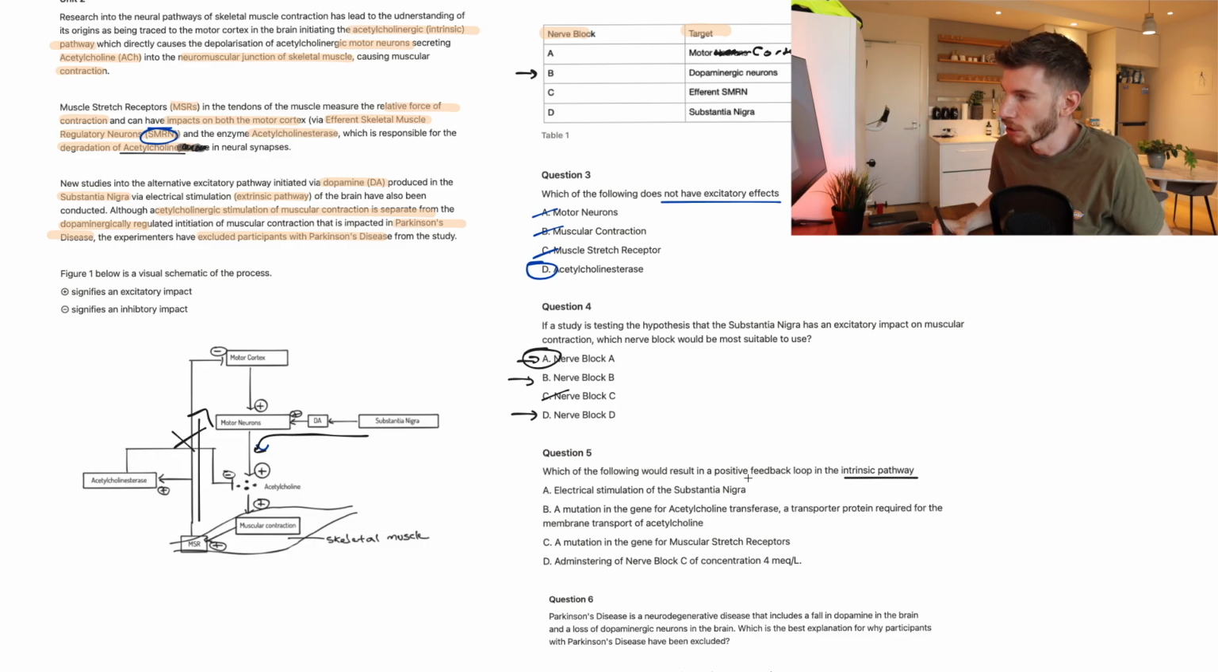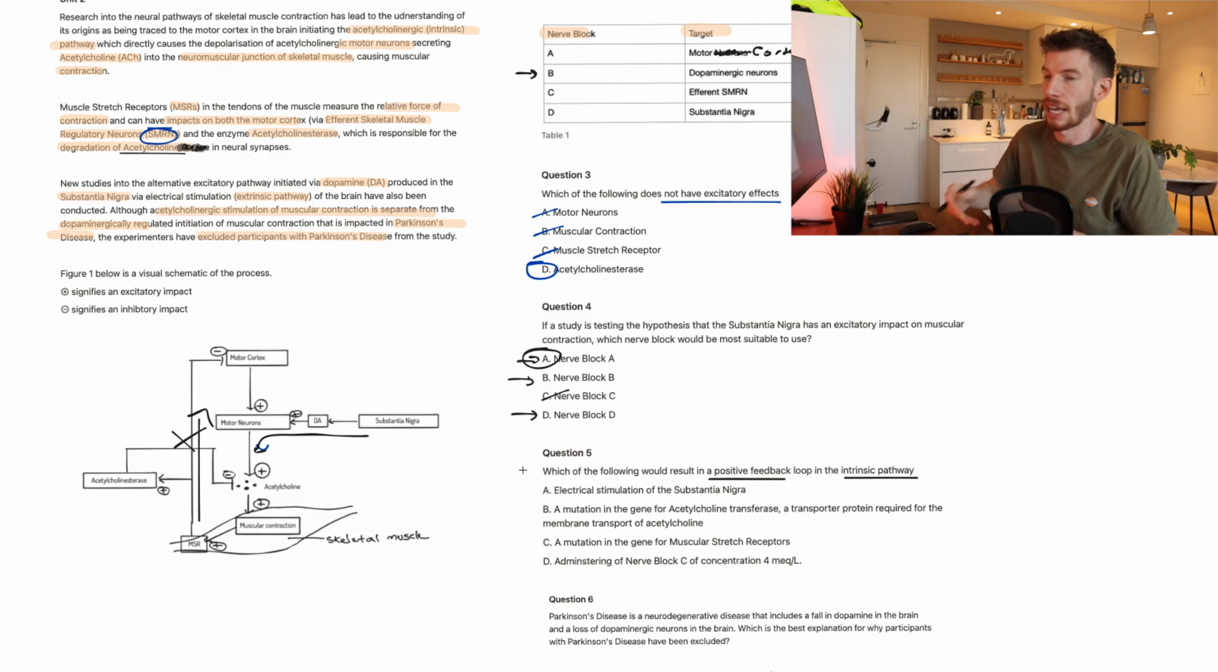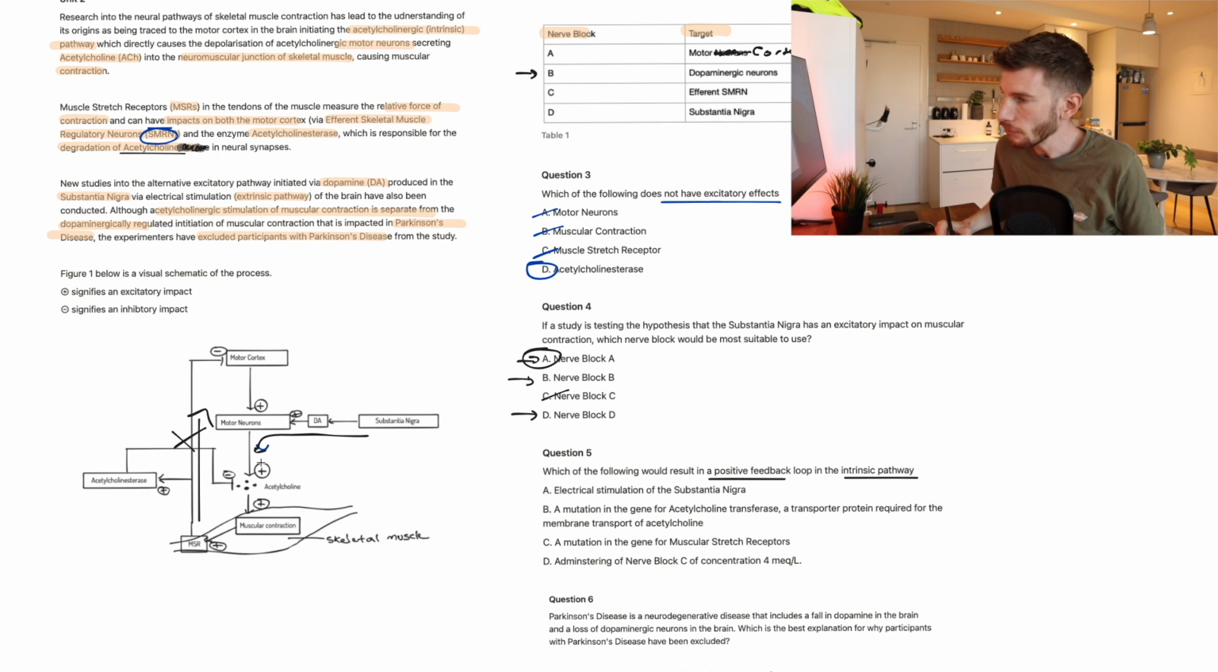So we're looking for a positive feedback loop where we have effectively no inhibition, right? Negative feedback is where you've got inhibitory processes responding to basically slow down a cycle or to prevent it from continuing, whereas positive feedback is where you've got only excitatory loops and the pathway keeps getting stimulated successively. So which of these would result in that?